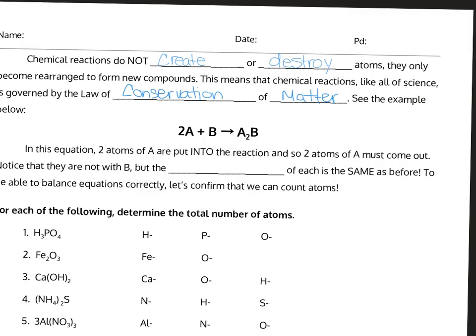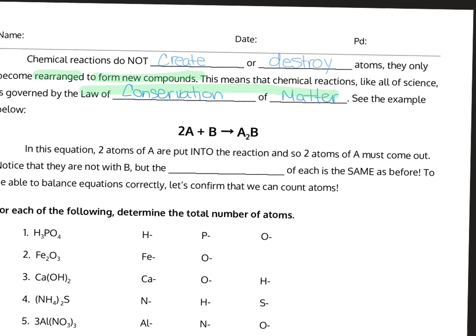Chemical reactions do not create or destroy atoms. They only become rearranged or form new compounds. So it's really important that you understand that anytime a chemical reaction takes place, that causes a chemical change. We are creating something completely new, but the atoms are the same. The atoms are just put in a new order with new chemical bonds. So this means that chemical reactions, like all of science, are based off of the law of conservation of matter. So we've got this example below.